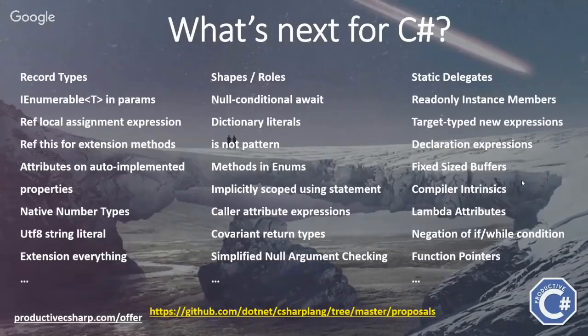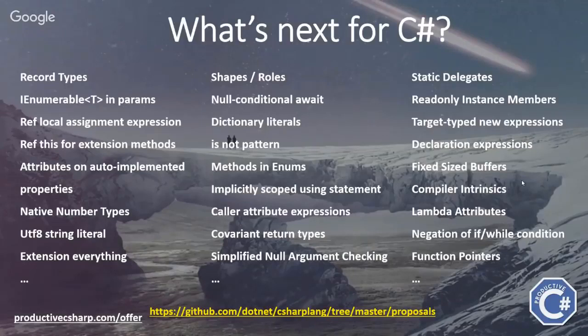But there's a lot of other features. I'm not going to go into all of that, but there are things like native number types, and shapes and roles is going to be quite interesting, like a sort of interface, but a lot less loosely coupled. That will allow you to do more mathematical operations and operator overriding in a much easier way.